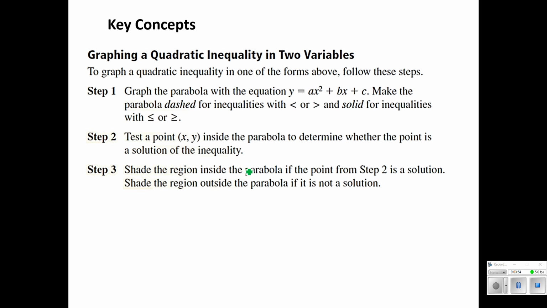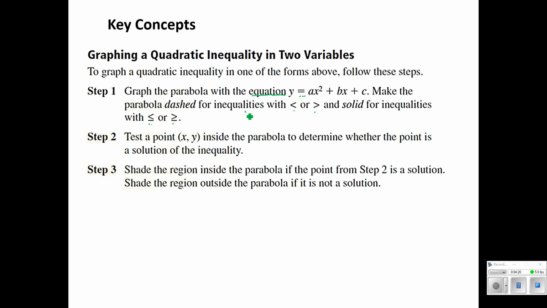All right, our key concepts for today. How to graph a quadratic inequality. Well, first, we're going to graph it as if it were an equation. So as if it were containing an equal sign. Okay, once we have that graph, we either make it dashed for inequalities that are strictly less than or greater than, and it's a solid line if it's less than or equal to, greater than or equal to.